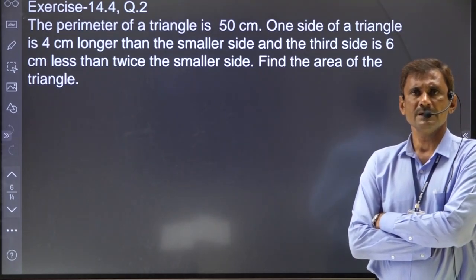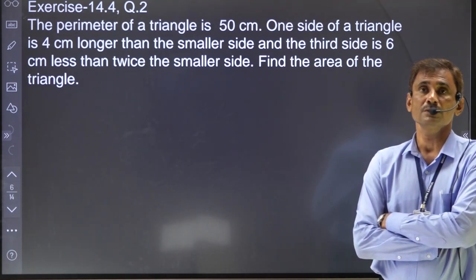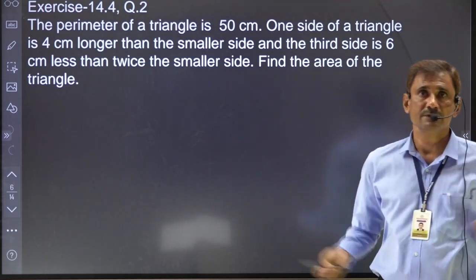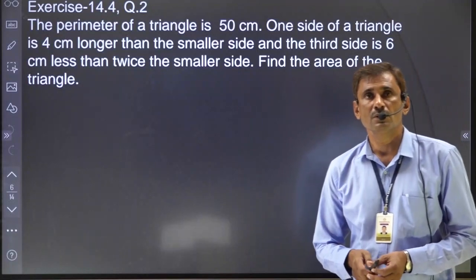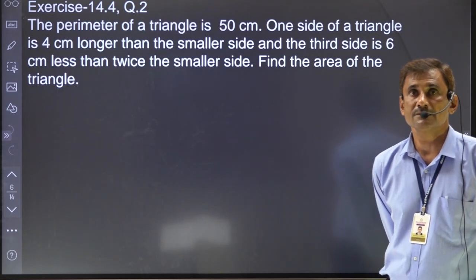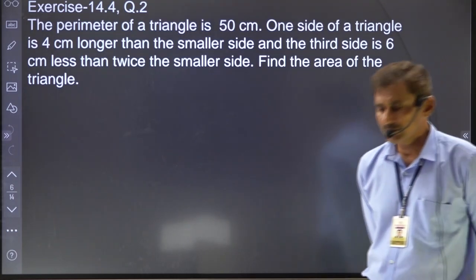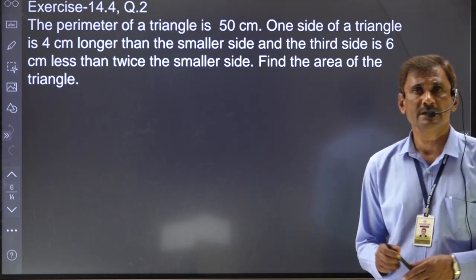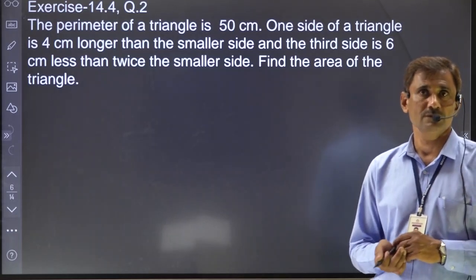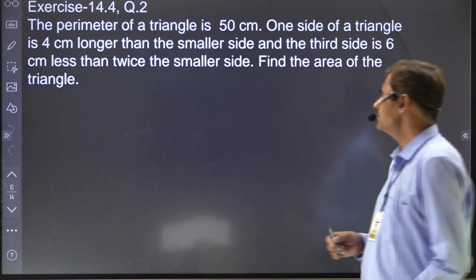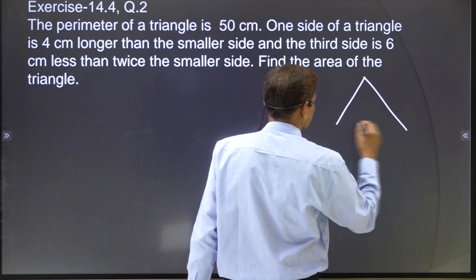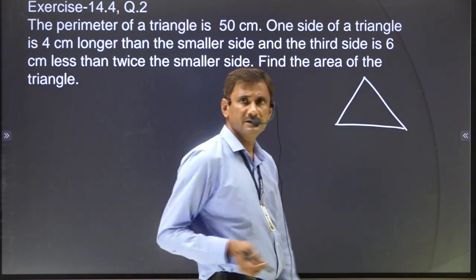So here finding the area is quite simple, but getting all three sides is important. Perimeter is given and interrelations are also given. One side is 4 longer than the smaller side, and the third side is 6 less than twice the smaller side. So turn by turn, both remaining sides are compared with the smaller side. So we have to suppose the smaller side first of all. Okay, so let us draw a triangle ABC.